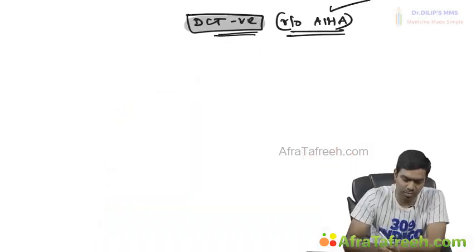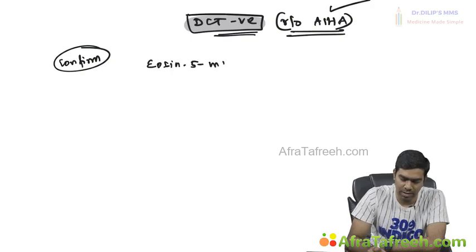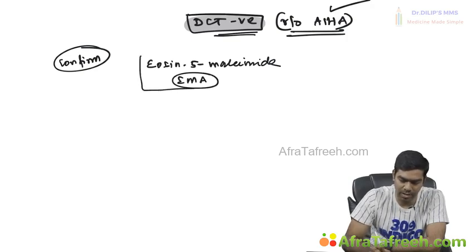But what are the other important things you have to do? Two tests are of paramount importance for the exam. If you want to do a confirmatory test, the first test you can do is called eosin-5-maleimide testing. Otherwise, you can simply write it as EMA or EMA binding test.